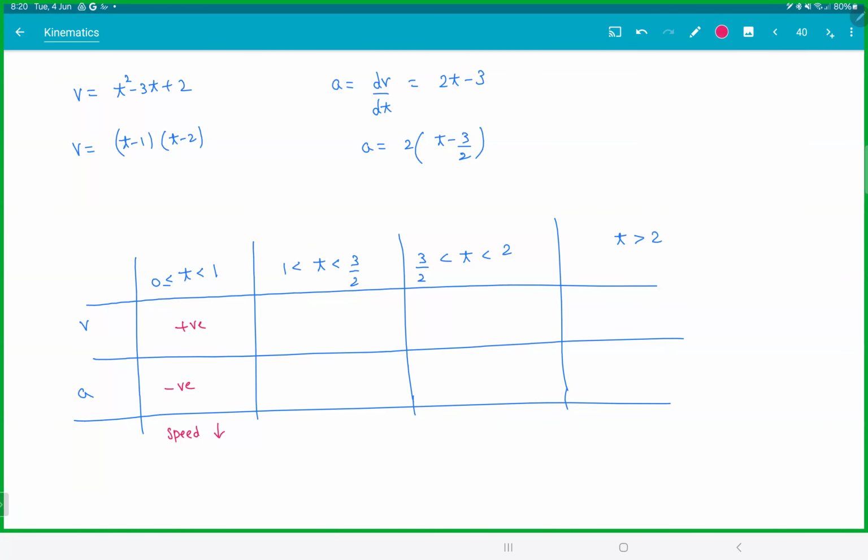If t is between 1 and 3 by 2, you can take a number like 5 by 4. Velocity is negative. Acceleration is also negative. Means speed is increasing.